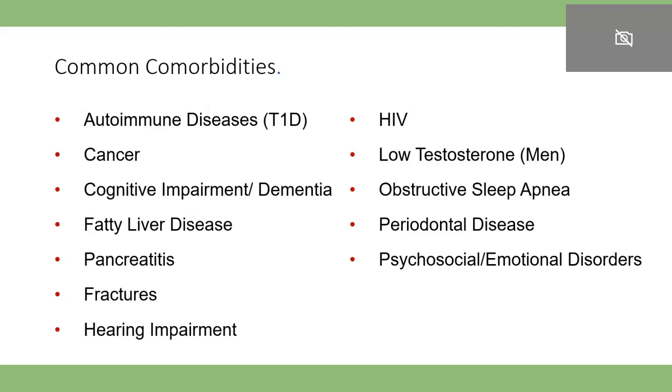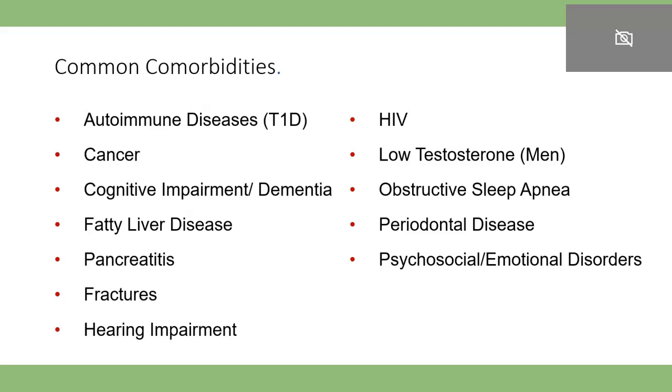There's some common comorbidities in patients with diabetes. If you have type 1, it's autoimmune, so you are more at risk for having other autoimmune issues. Cancer, obesity is actually related to an increased risk of breast cancer. Cognitive impairment and dementia. Think about all the blood sugars that are running around in your bloodstream. It goes to your brain too. You're at risk for stroke.